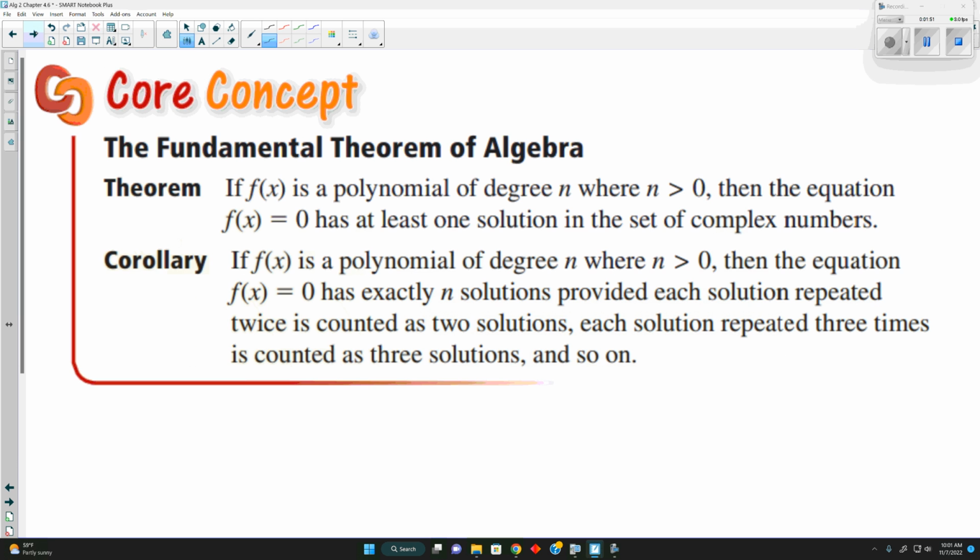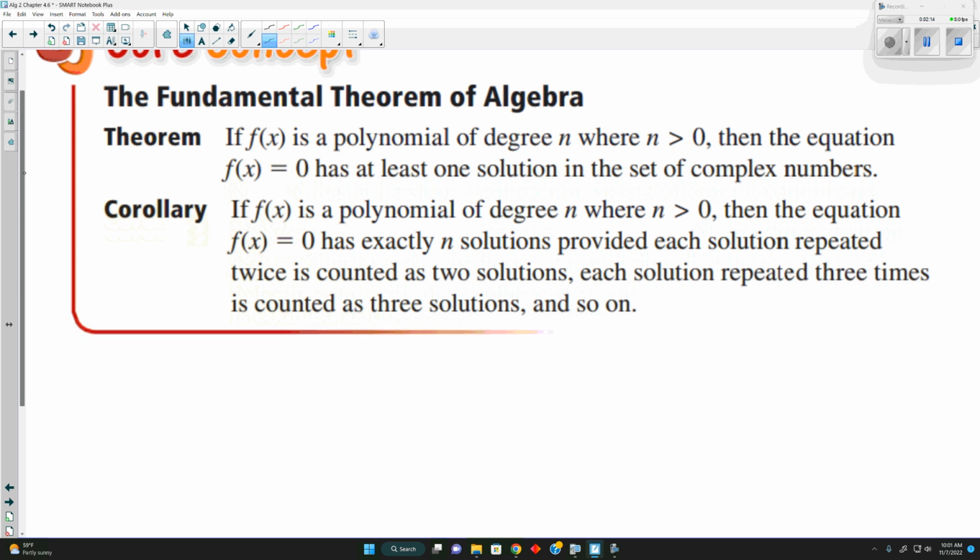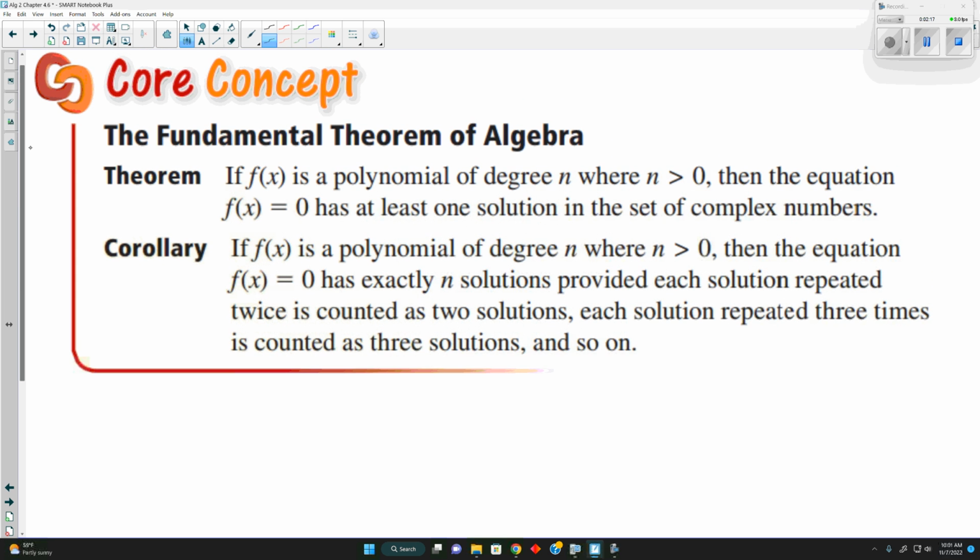Now, what this all leads to is something called the fundamental theorem of algebra. So you'll need a note sheet. Now, the first part of the theorem is, if f of x is a polynomial function of degree n, where n is greater than 0, then the equation f of x equals 0 has at least one solution in the set of complex numbers. So that means one of our solutions is a complex number.